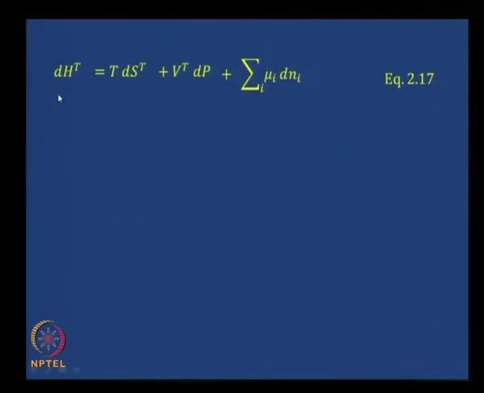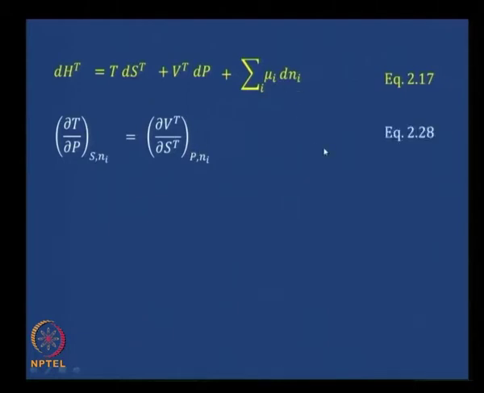Let us take another example. I will give you all 4 or all more than 4 in the first case. dHt we have seen is T dSt plus Vt dp plus summation of mu i dni, and this was equation 217 before. If we write or apply the reciprocity relationship here, dou T by dou p at constant S and all other ni equals dou Vt by dou St at constant p and all other ni, equation 228.